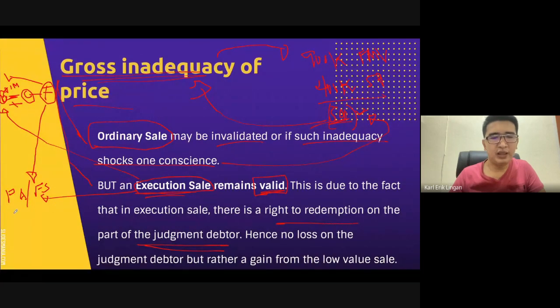Paano? Kasi kapag let's say, for example, that property is sold in the foreclosure sale at an amount of 400,000. Therefore, valid yan, sale. Okay? Si judgment debtor can buy back, yan yung right of redemption. He can buy back the property, whether within 1 month or 1 year, at the same price. So, it will benefit the debtor. Kasi makukuha niya yung property niya at a lesser price. Hence, no loss on the judgment debtor from the low value sale. Okay, that's why in execution sale, despite gross inadequacy of price, the sale will remain valid. Okay?